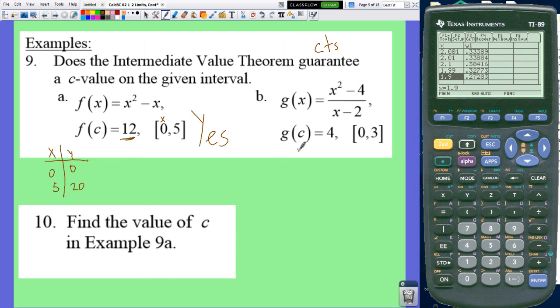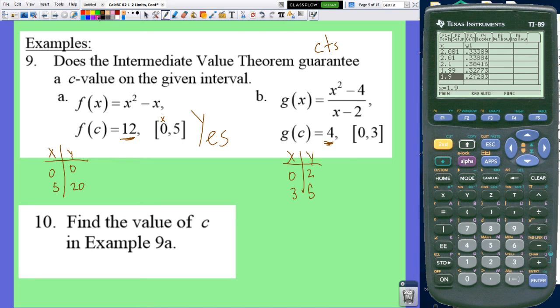Let's do B. Same thing. I'm going to make a table. So 0 to 3. If you plug in a 0, you get -4 over -2, which is +2. You plug in a 3, you get 9 minus 4, which is 5 over 1, so 5. So this one goes from 2 to 5. Is 4 between 2 and 5? Yes.